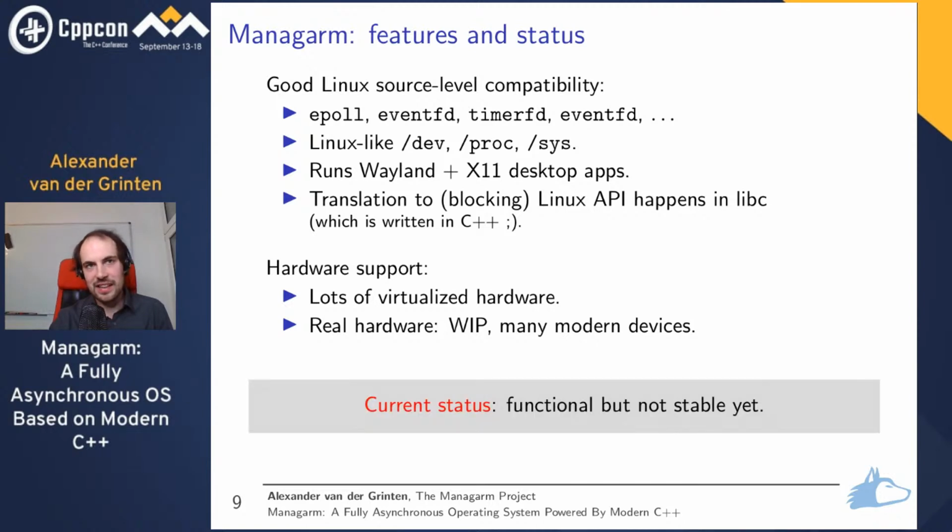The current status is that it's functional. The OS is functional, but it's not really stable, so it's easy to crash it or easy to invoke functions that are not implemented 100% correctly. For example, if you look at proc, it does not have all the proc files that Linux has, but it has only a small fraction. Good.